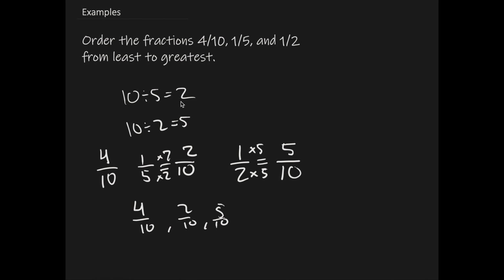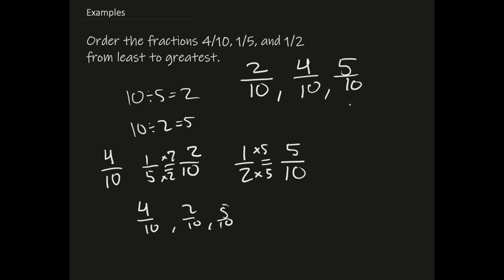Since we're going from least to greatest, or small to big, we have to put the smallest one first. Since they have the same denominator, we just go from the smallest numerator to the largest numerator. So 2 is the smallest, we have 2/10. Then comes 4, 4/10. The next is 5/10.